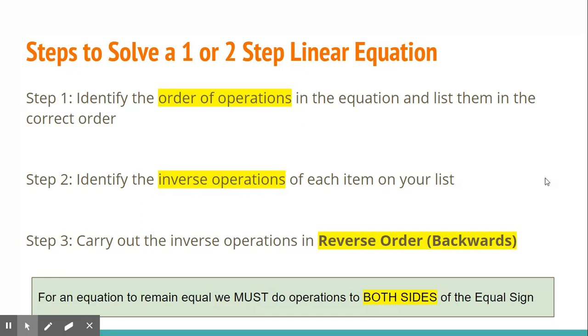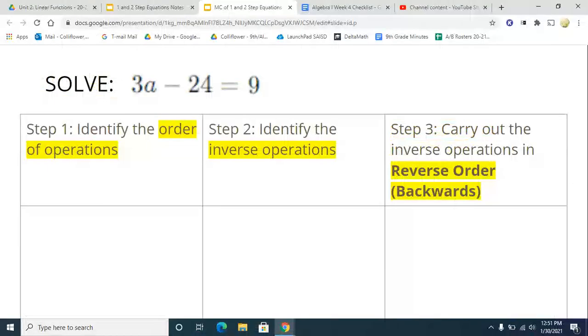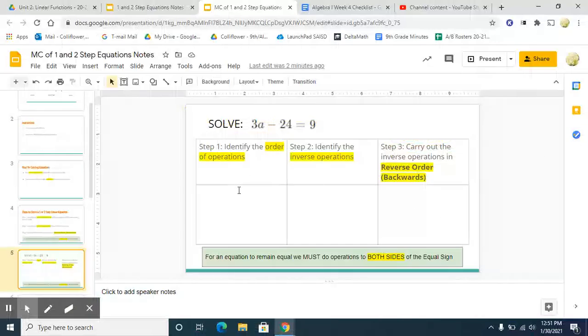One important thing to remember is that for an equation to remain equal, we must do operations to both sides of the equal sign. So anytime we choose to carry out an operation, we're going to do it to both sides of the equal sign. So let's do some examples.